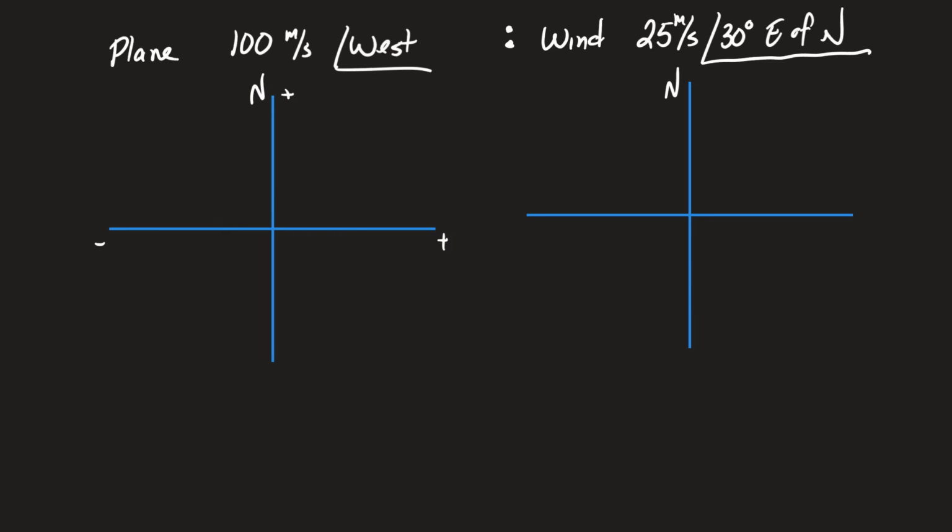And that makes this negative and negative. And I'm going to do that on both. I am consistently applying my coordinate system so that it makes sense and is applied uniformly to both vectors.